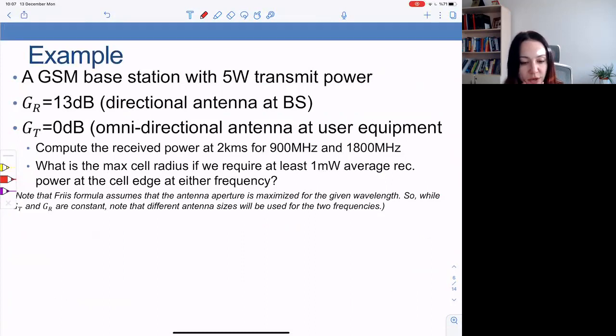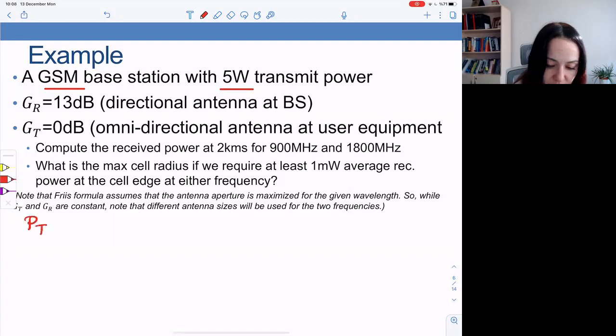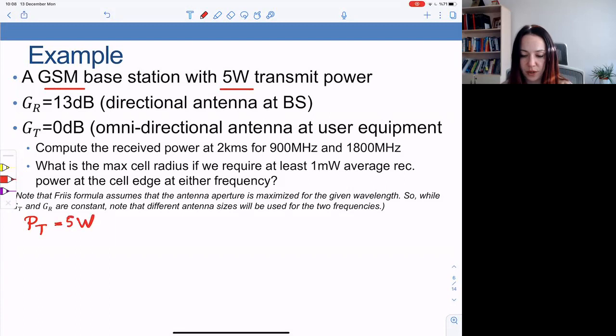Okay, let's try to do an example. Are there any questions so far? So in the question, we're given a GSM base station, third generation cellular base station with 5 watts of transmit power. So PT equals 5 watts.